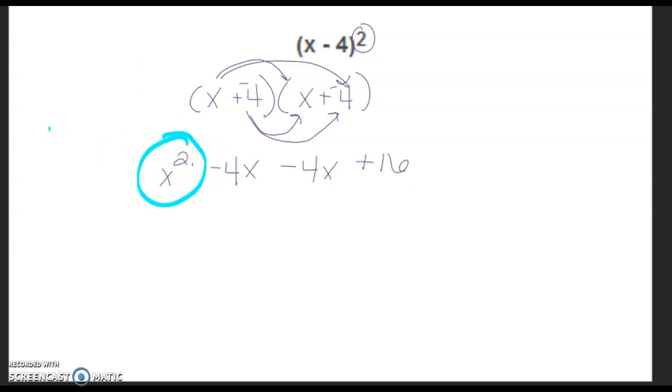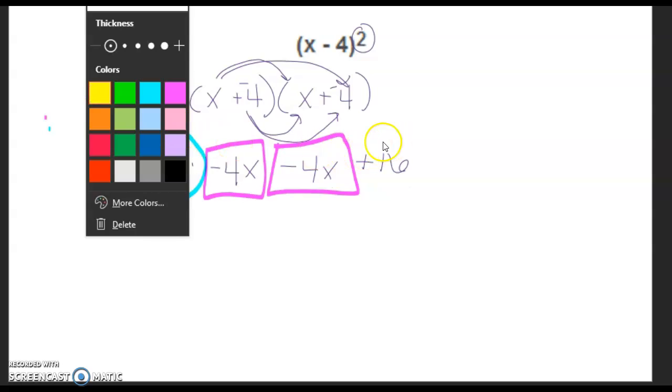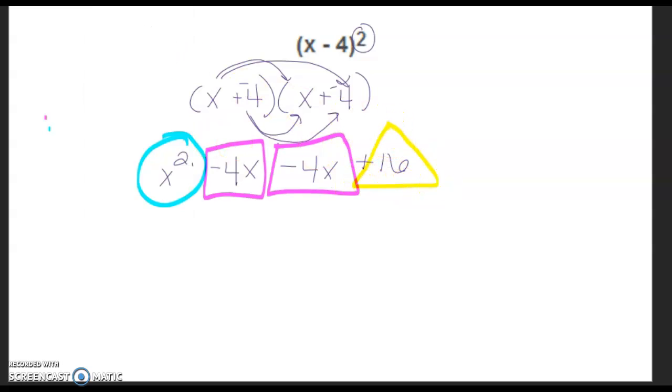All right, so now let's do some like terms. x squared has no one to combine with. Negative 4x and negative 4x can combine. And then our last one is the 16. If you can start seeing a trend here, the middle ones are always going to combine. So let's do this. x squared, and we have negative 4 plus negative 4, which is negative 8x, and then plus 16. So that would be your final answer.